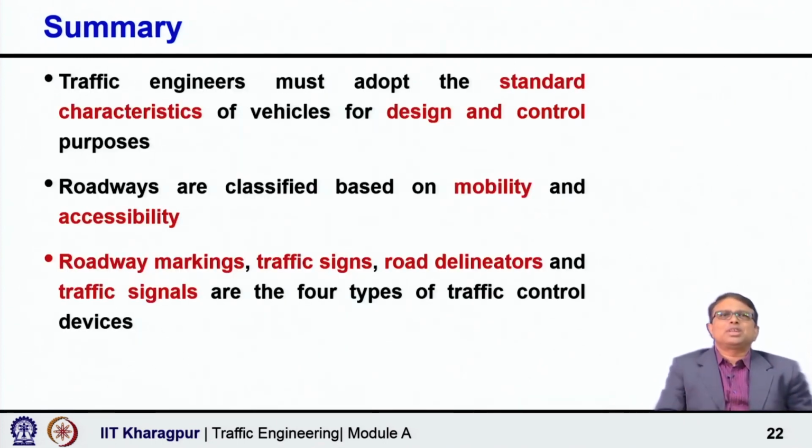So, in summary, traffic engineers must adopt the standard characteristics of vehicles for design and control purposes. The design vehicle concept and design driver concept are very important, because those are the characteristics we use for design, and we must understand that roads primarily serve mobility and accessibility. The road marking, traffic sign, road delineator, and traffic signals are the four major types of traffic control devices, and today we discussed specifically the road markings.